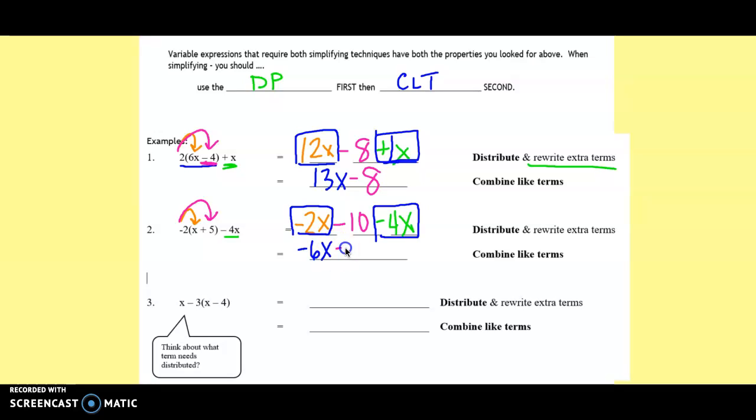And then that -10 just drops on down. It's a regular integer number, and it doesn't have any other like terms to combine with. So here, -6x minus 10 is your finalized simplified variable expression. All right, take a look at this last one here. So think about what term needs to be distributed. That's what I have in that thought bubble there.